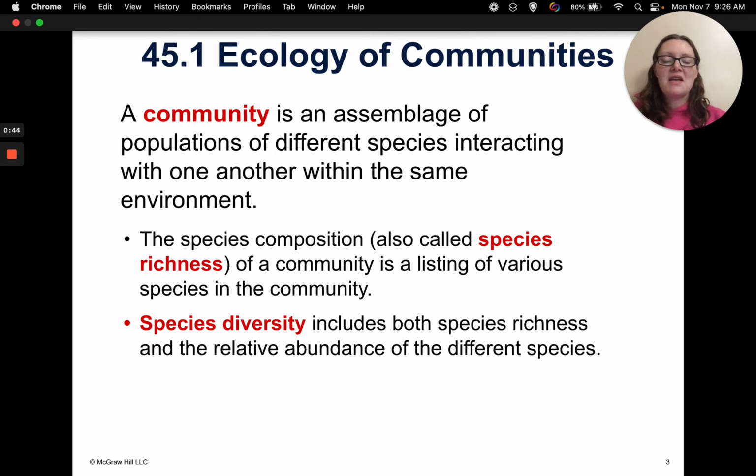So a community is an assemblage of populations of different species interacting with one another within an environment. Species richness is kind of like the diversity and the composition, and species diversity includes both species richness and the abundance of the different species.